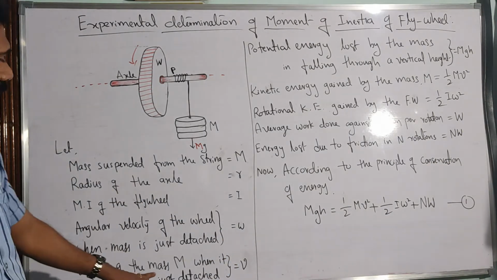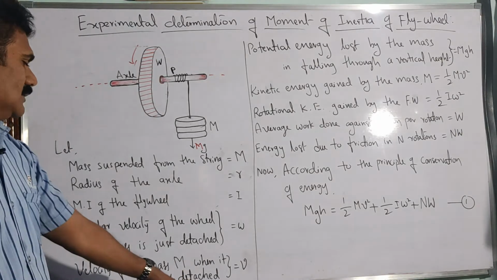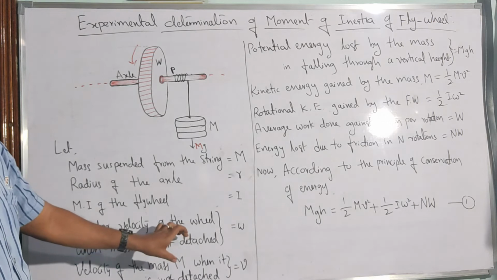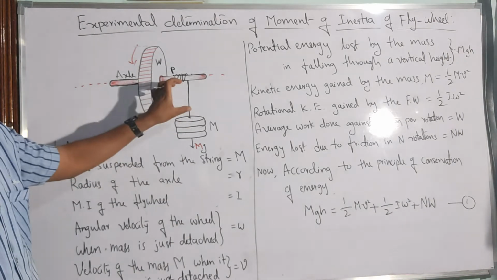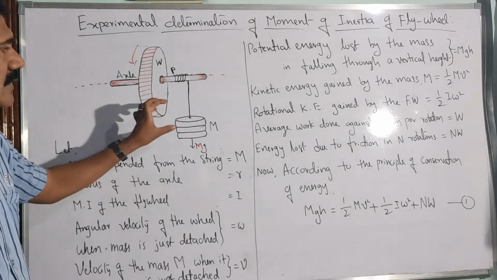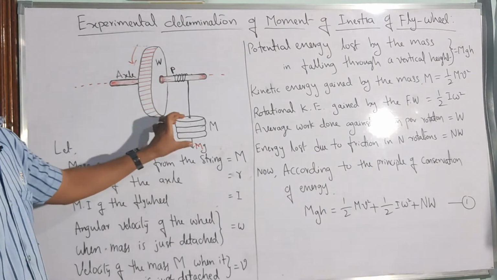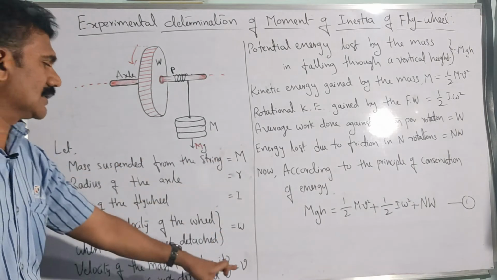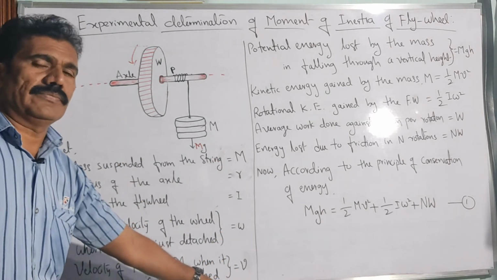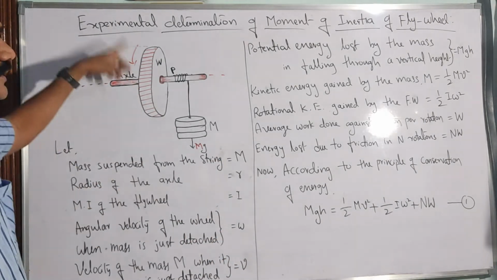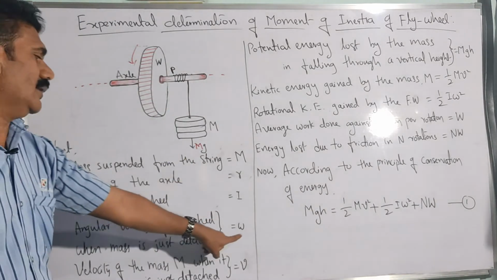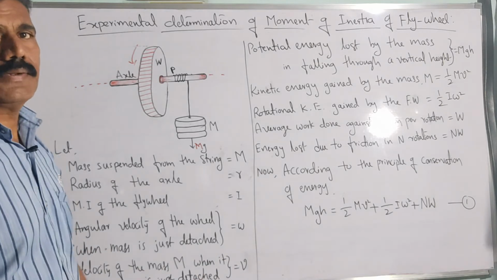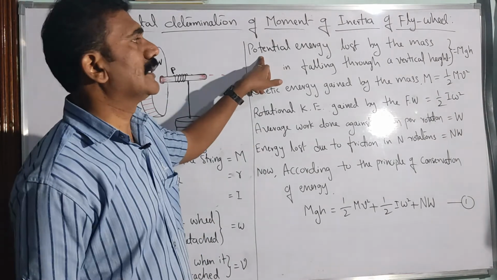Then the velocity of the mass when it is just detached. See here, the mass is moving downwards. It is not a rotational motion, it is a linear motion. What is the velocity of that hanging weight M when it is just released? So its velocity you have to consider as small v. Okay, linear velocity. So the rotational velocity of the flywheel is omega, and the velocity of the mass is equal to v. Is it clear?